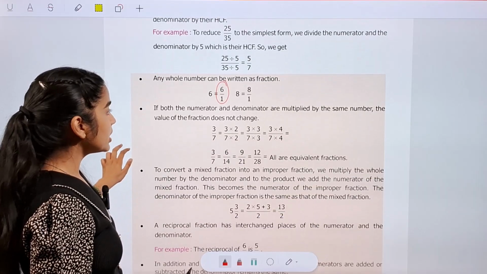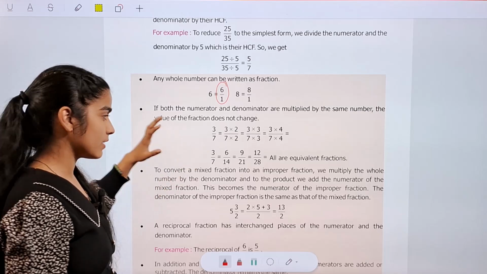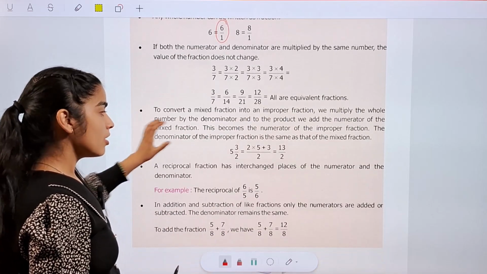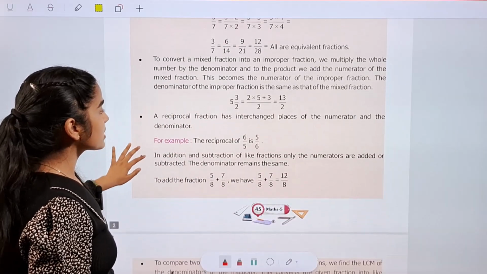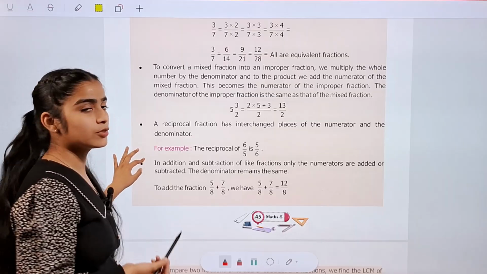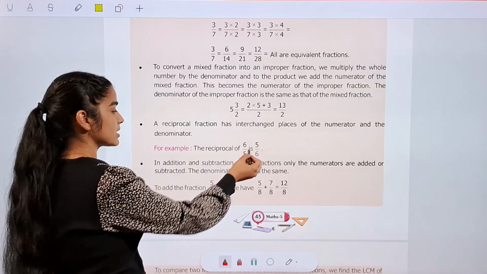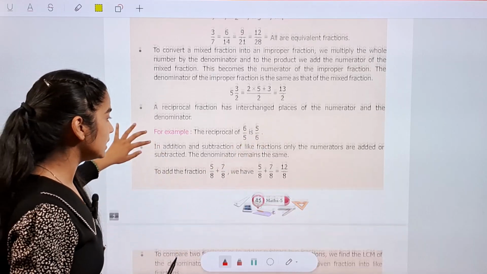If both the numerator and denominator are multiplied by the same number, the value of the fraction does not change. The value remains the same. To convert a mixed fraction into an improper fraction, I already told you what to do. Now, a reciprocal fraction interchanges the places of the numerator and the denominator. So the reciprocal of 6 by 5 is 5 by 6. We just change the places of the numerator and the denominator.